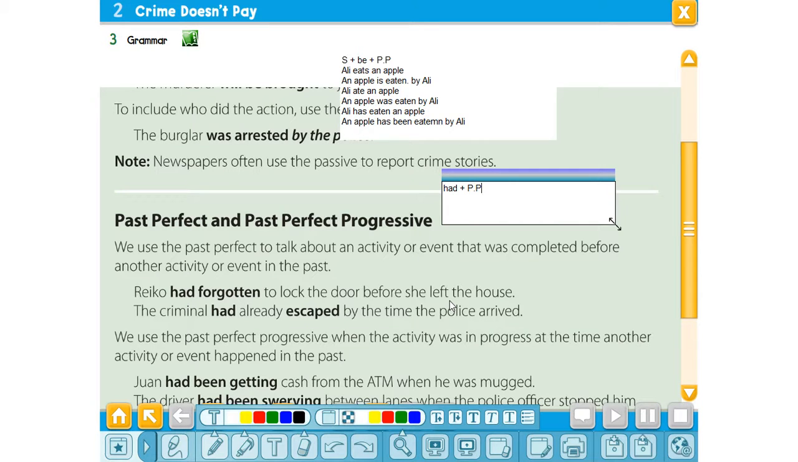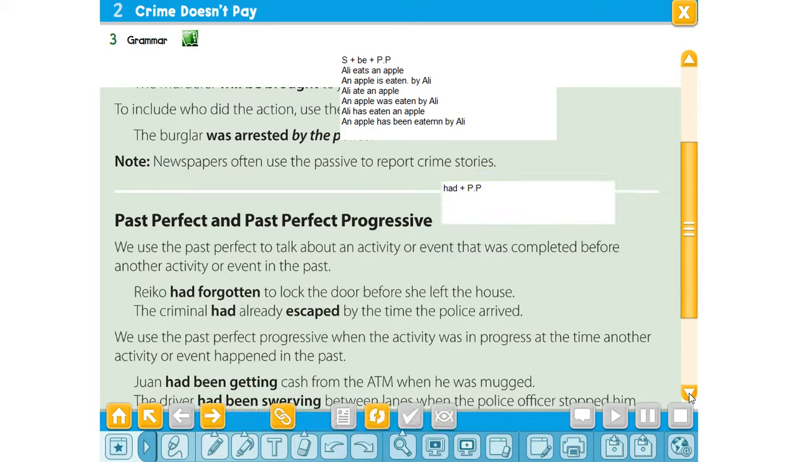Okay? And then we have the criminal had already escaped by the time the police arrived. That means this action happened after that action. The criminal had already escaped by the time the police arrived. So this is what we call it in English, the past perfect.